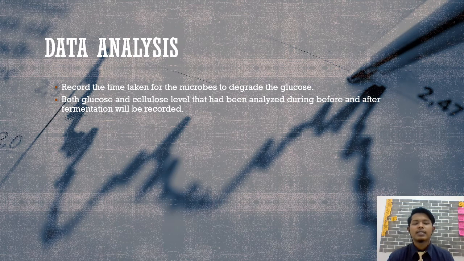Data analysis. Record the time taken for the microbes to degrade the glucose. Both glucose and cellulose levels will be analyzed before and after fermentation and recorded.